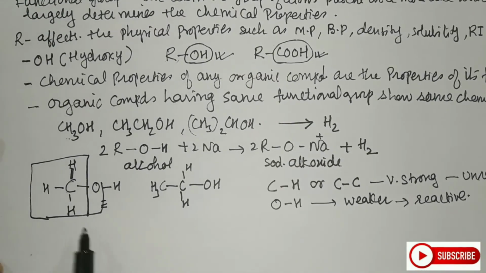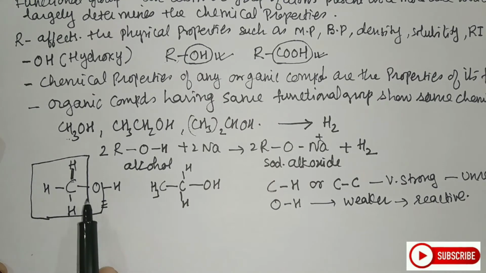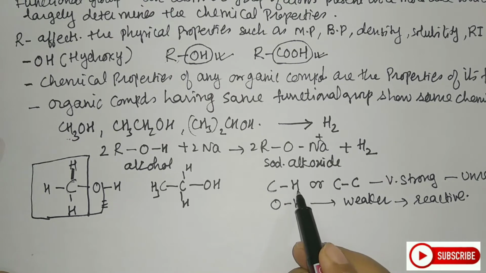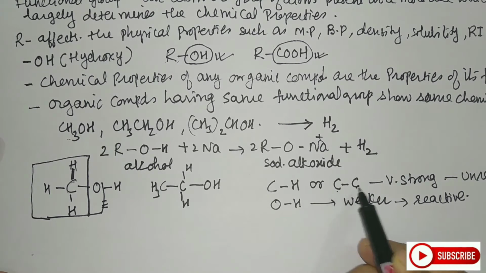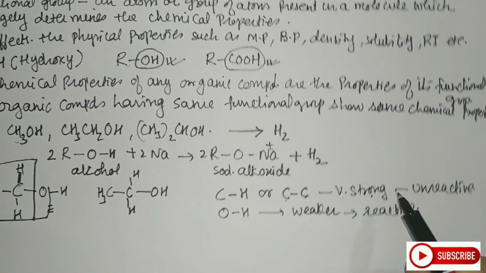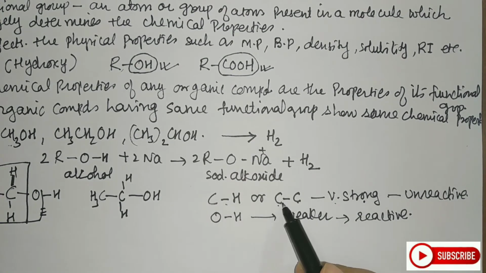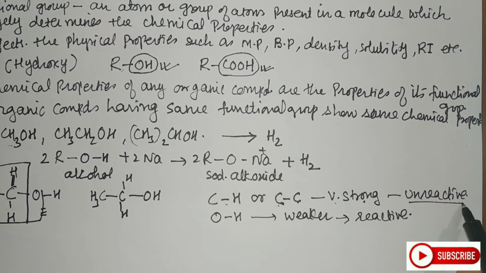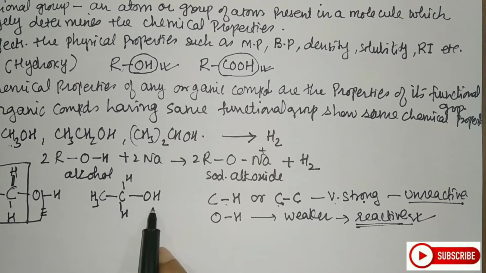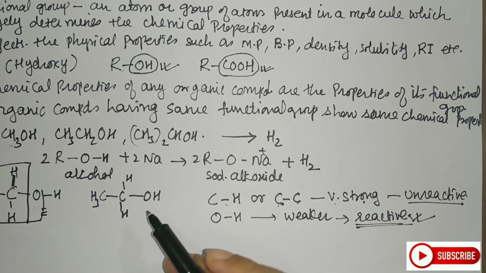So one thing is clear, when you are talking about molecules, there are 3 types of bonds present. The first 2 types are the C and H bond, and the other is the C and C bond. Here the bond is very strong and therefore the energy required to break those bonds will be high and therefore they are unreactive, while the OH bond being weaker, less energy is required to break it and therefore it is reactive, and that is where we see the change. And therefore chemical properties are based on the functional group which is present in a molecule.